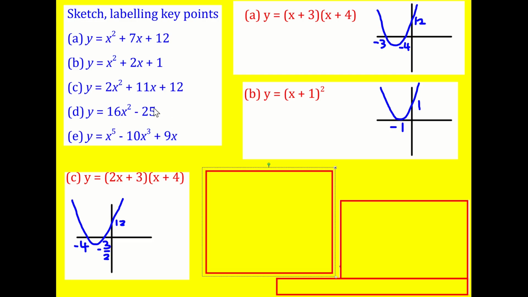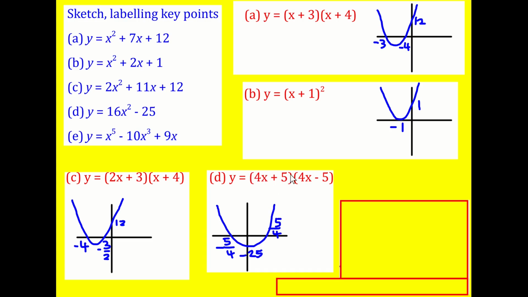D, this is a difference of two squares. You could write this as 4x all squared minus 5 squared, and hence factorize it as 4x plus 5, 4x minus 5. And that gives us another happy quadratic. It gives us a y-intercept of minus 25 and roots of minus 5 over 4 and 5 over 4.